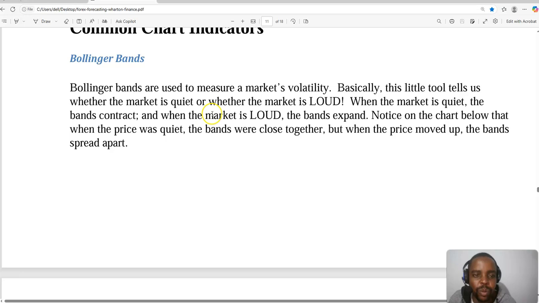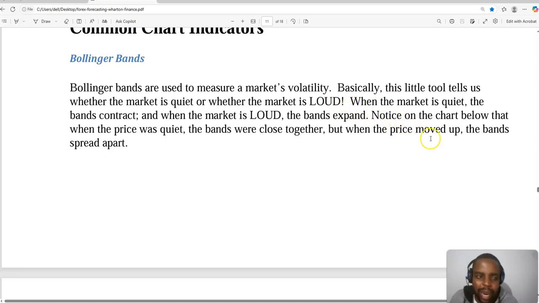Bollinger Bands are used to measure market volatility. Basically, this little tool tells us whether the market is quiet or whether the market is loud. We all want a loud market. Quiet markets are not volatile. You make little profits. In a loud market, there is great potential for great profits and losses as well.